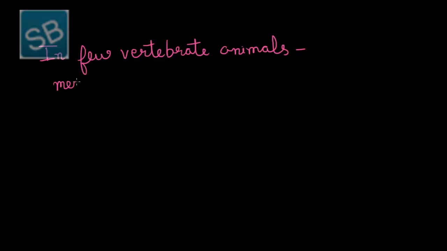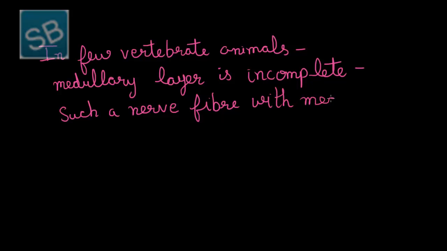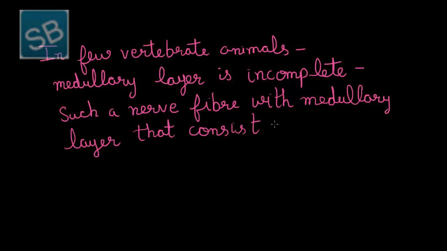However, in few vertebrate animals, this medullary layer is incomplete or is rather absent at few places, and therefore such a nerve fiber with incomplete medullary layer that consists of myelin sheath are called nodes of Ranvier.